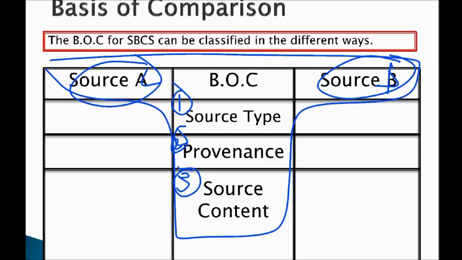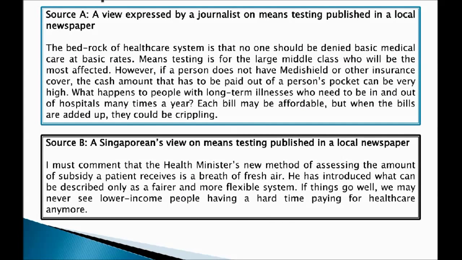So let us try with a real source. This source is actually printed, given to you in your student notes, so please take them out. These are the two sources which we will be practicing on. If you have not taken out your notes, please do, because the sources are on your notes as well. These two sources are talking about means testing, the effectiveness of means testing. Take a moment to read both sources. Find out for each source, are they saying that means testing is effective or ineffective?